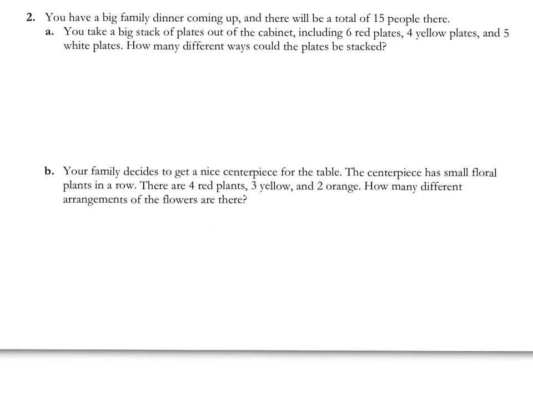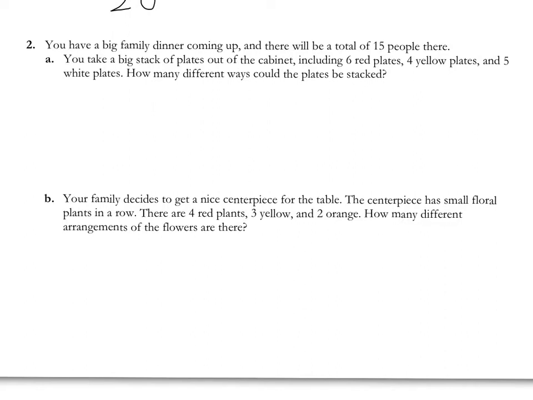So in the next problem, you have a big family dinner coming up, and there will be a total of 15 people there. You take a big stack of plates out of the cabinet, including 6 red, 4 yellow, and 5 white. And the question is, how many different ways can the plates be stacked up? So first, let's see how many there are in total. So there's a total of 15.